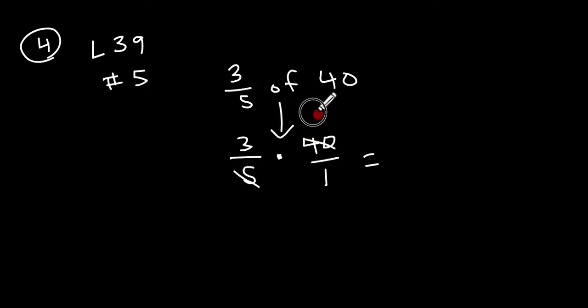All we're doing is translating the of into multiplication. 5 goes into 40 8 times. 3 times 8 is 24. That should be a super easy one on your test. Sometimes my 4s turn into 9s. Okay, number 5.